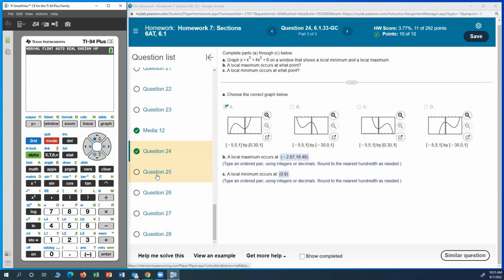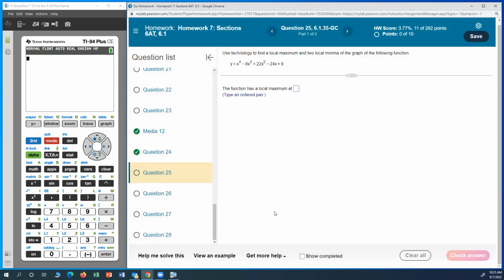All right, so that was question 24. 25 is similar, except they don't give you a window to start with. So you have to play around with your calculator on your own until you find a good window. First step is putting that equation in for your y equals.